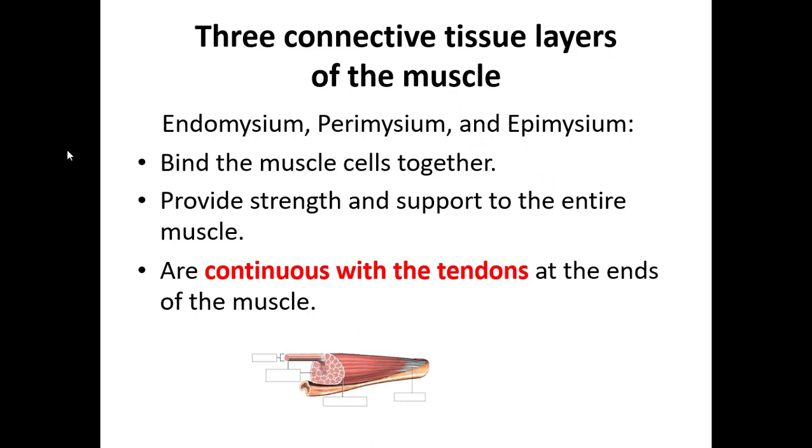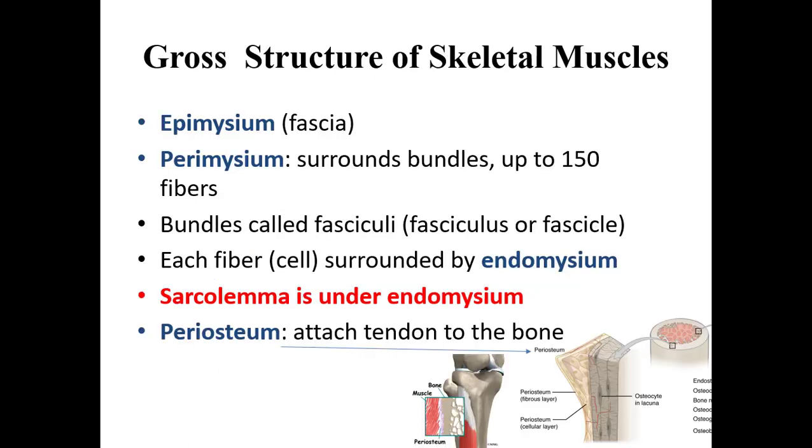Endomysium, perimysium, and epimysium, all three connective tissues bind the muscle cell together, provide strength and support to the entire muscle, and are continuous with the tendons at the end of the muscle. Epimysium is sometimes called the fascia.